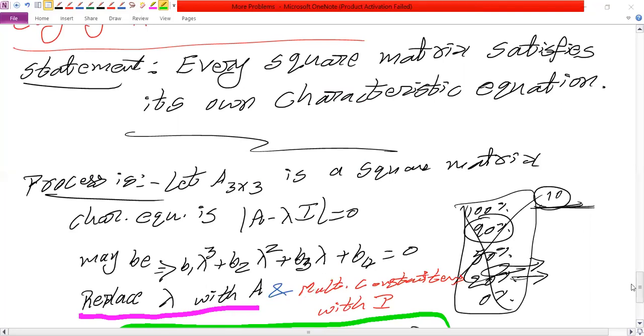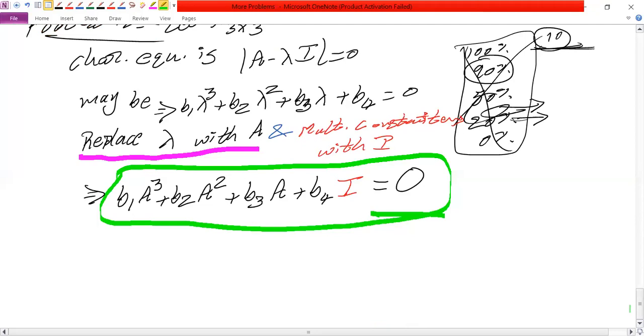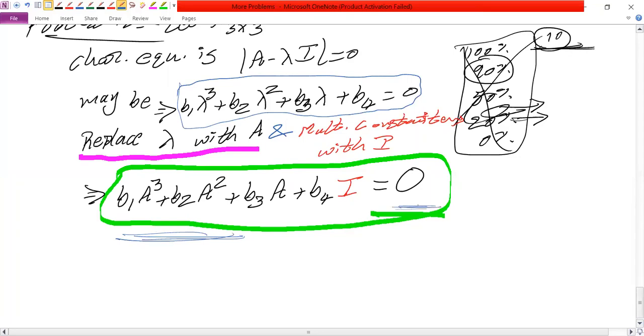So the characteristic equation is determinant of A minus lambda equals 0. Then we'll get a cubic equation in terms of lambdas. In place of lambda, we have to take capital A and multiply the constant term with the identity matrix. Then we are going to get this. The sum of all these 4 matrices must be a null matrix.